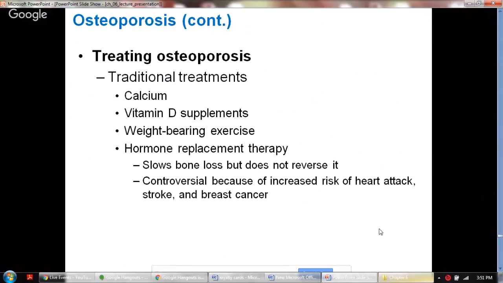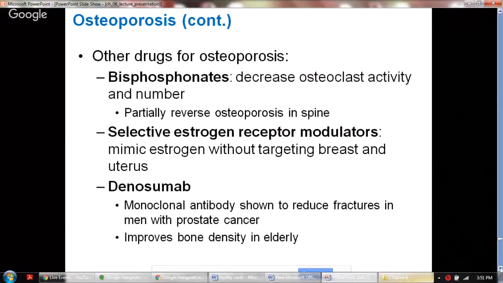So the treatments would be traditional ones: calcium, vitamin D supplements, weight-bearing exercises, hormone replacement therapy, and HRT is slowing down the loss, but it does not reverse it. So you can slow down the process. And HRT is associated with some risk related to heart diseases.